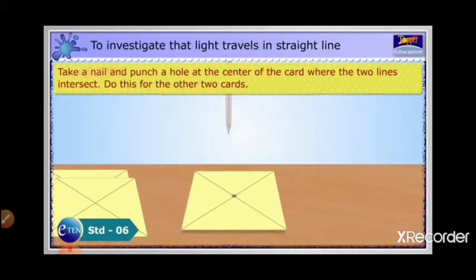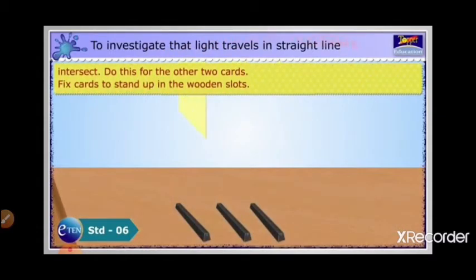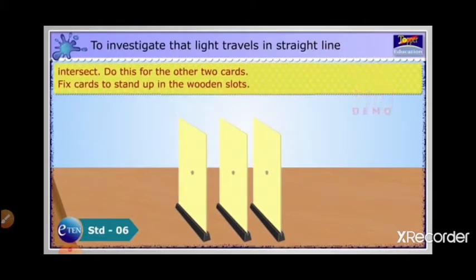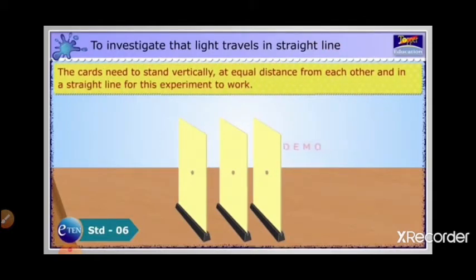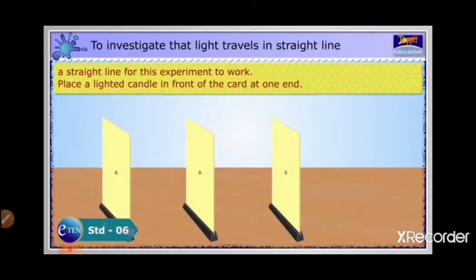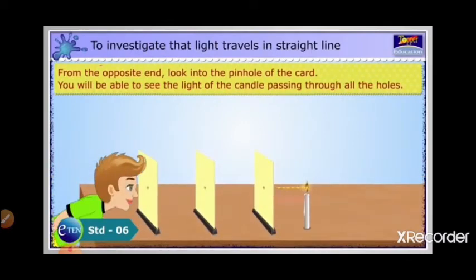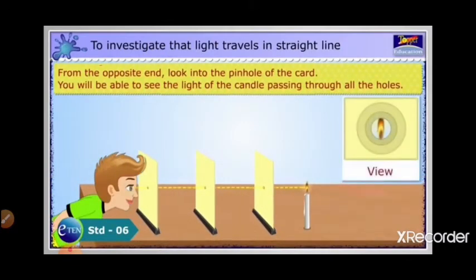After that you arrange them with the wooden block. Okay, now on the opposite side you keep a burning candle at the same height as the hole. Okay, and on the opposite side you keep your eyes. You are able to watch the candlelight.